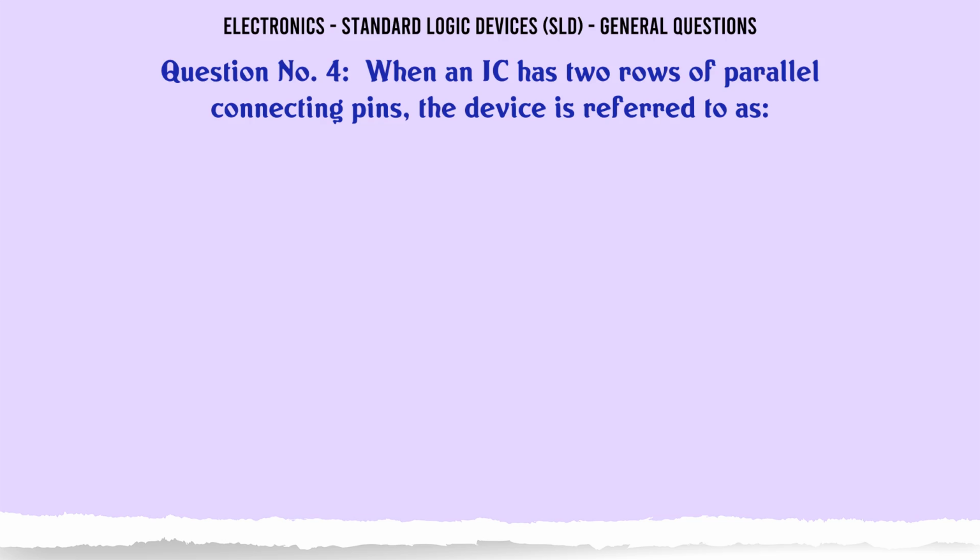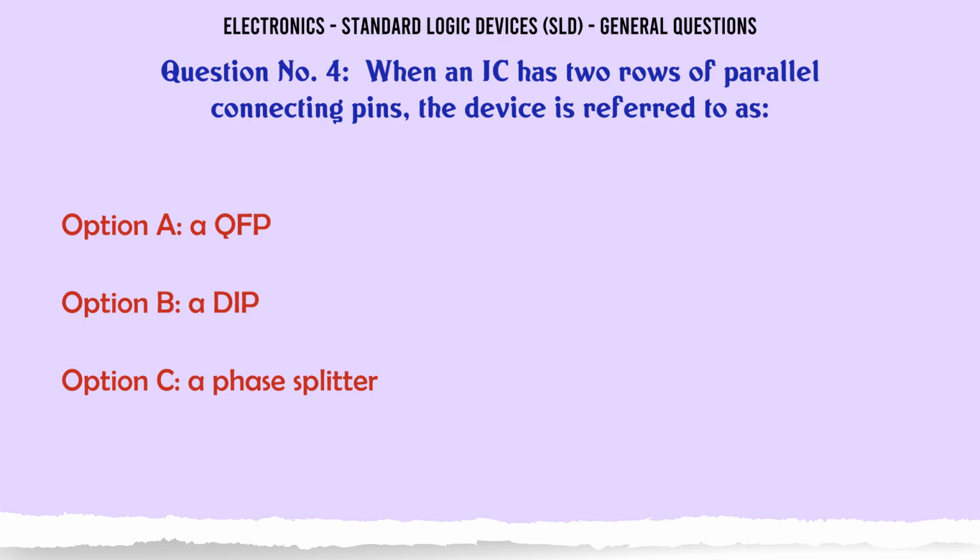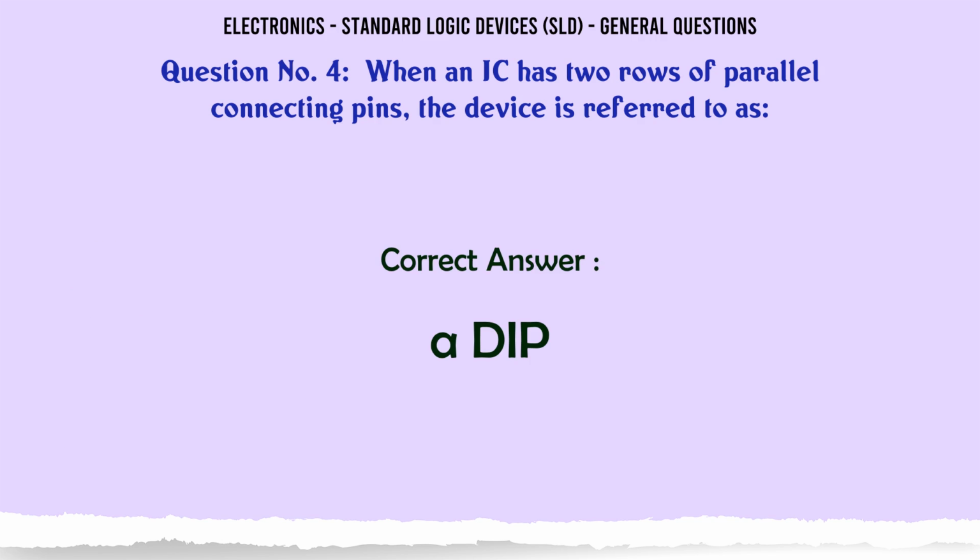When an IC has two rows of parallel connecting pins, the device is referred to as: A. A QFP. B. A DIP. C. A phase splitter. D. CMOS. The correct answer is a DIP.